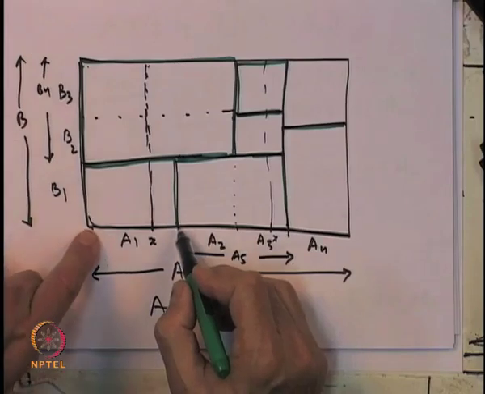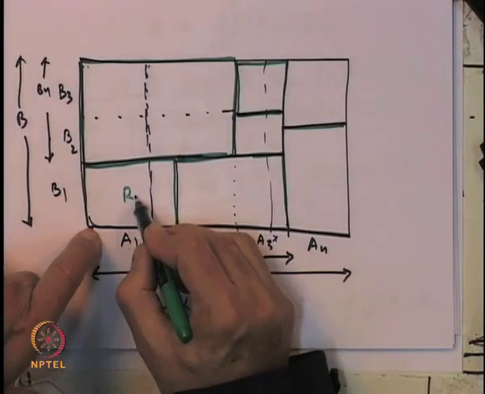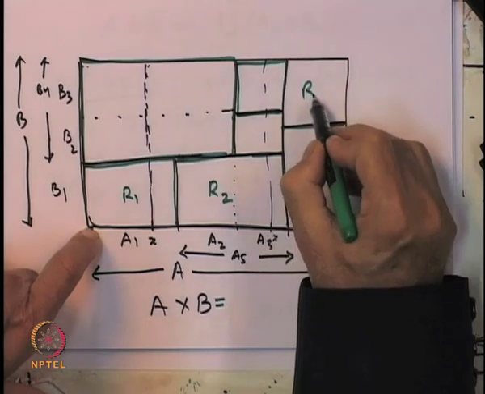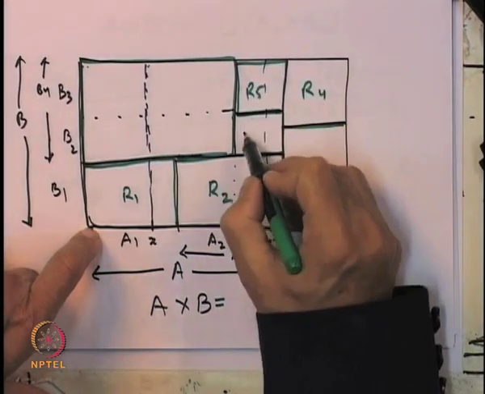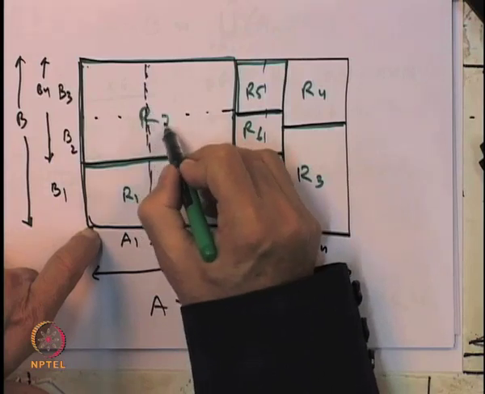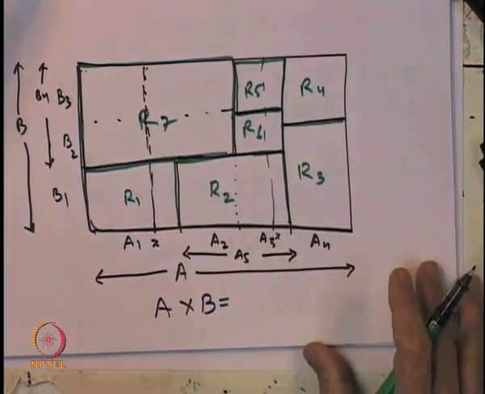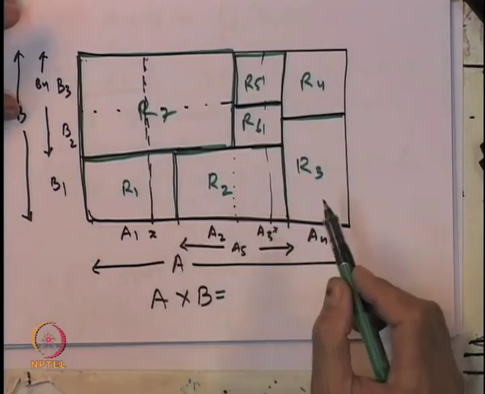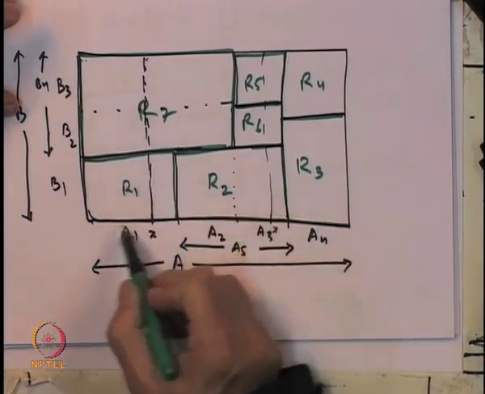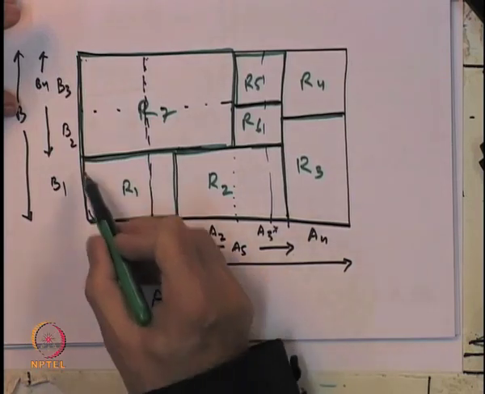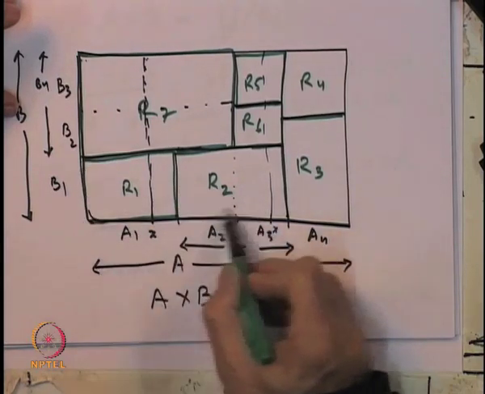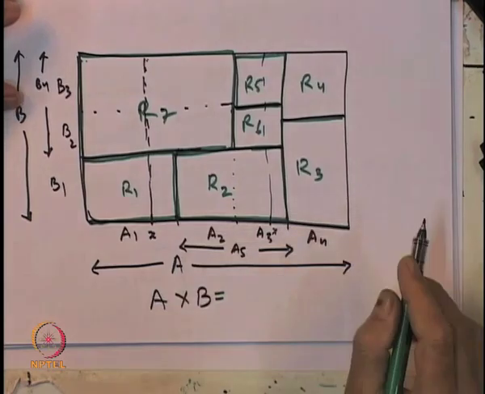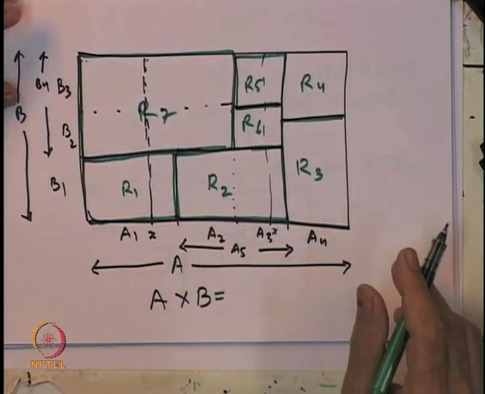So, let me call this first rectangle R 1, this is R 2, this is R 3, this is R 4, R 5, R 6 and R 7. So, these 7 rectangles, and for the sides of each one of them we can write down A 1 cross B 1. So, for this rectangle, this side is A 1 and this side is B 1. For this rectangle, this side is this portion and this is the width, and so on.